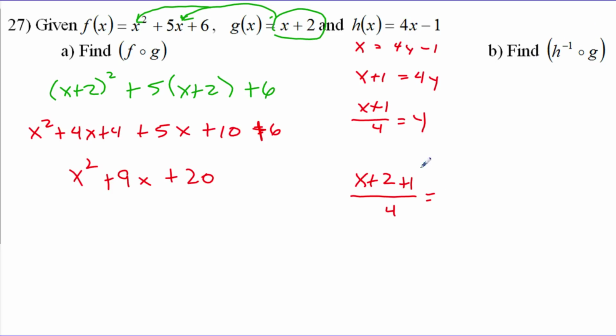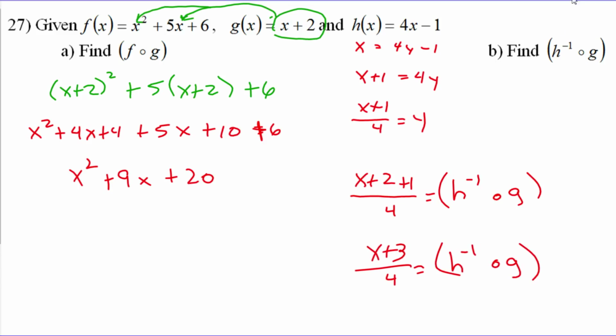and this is equal to this entire expression, right? So if I simplify this, this is really h inverse composed with g now, right? The whole thing. So this is really just x plus 3 on the top and 4 on the bottom, and this is h inverse composed with g, okay? And that would be my final answer.